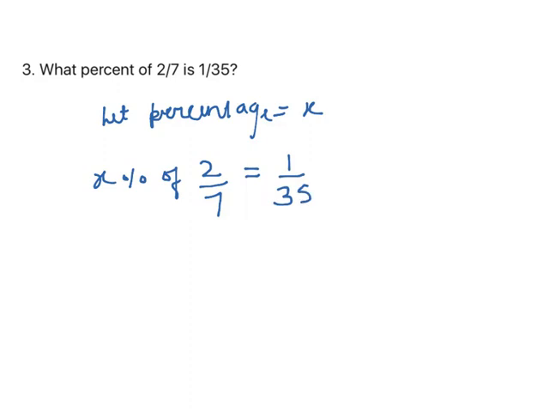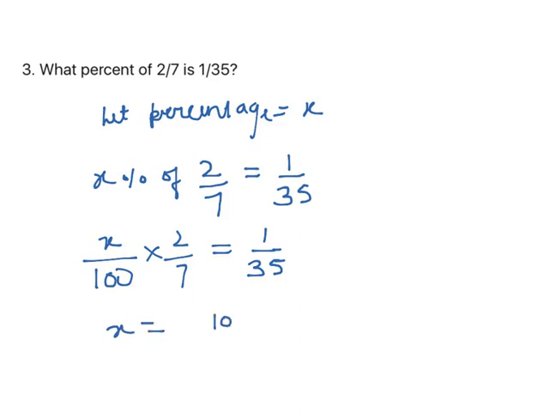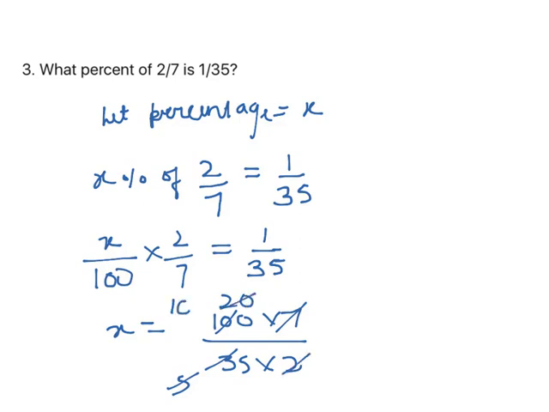Now we will remove the percentage sign: x by 100 multiplied by 2 by 7 equals 1 by 35. All the denominators will go in the numerator and all the numerators will go in the denominator. So x will become 100 times 7 divided by 35 times 2. It will give 5, then 20, then 10. So we get x is equal to 10%. It means 10% of 2 by 7 is 1 by 35.